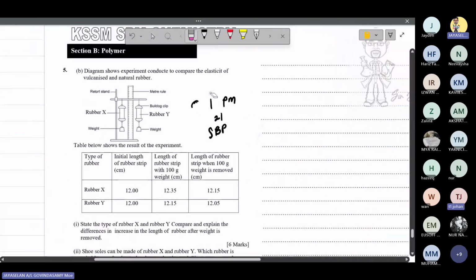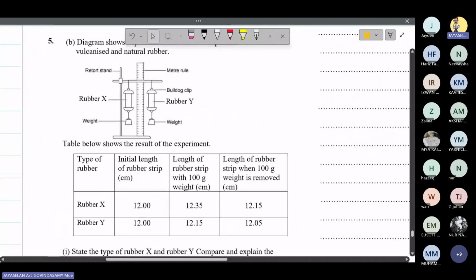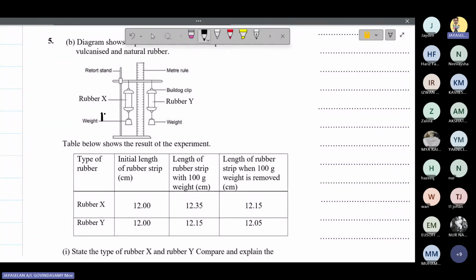Okay, now we go for this question. This is trial 2021 SBB paper. Dia terlalu complicated, so saya dah mudahkan. They take rubber strip X. They hang 100 gram weight. So rubber strip X 100 gram. Bila dia letakkan pemberat, dia memanjang. Okay, 12.35. After they remove the weight, so what will happen?